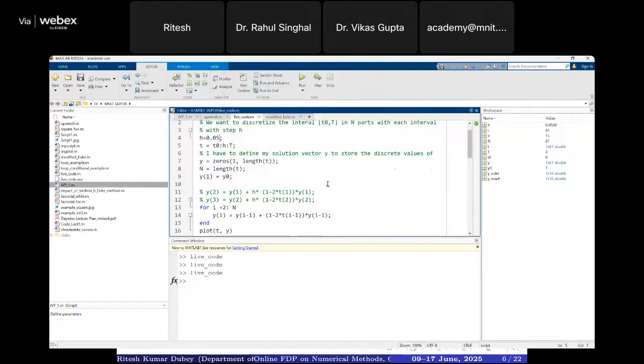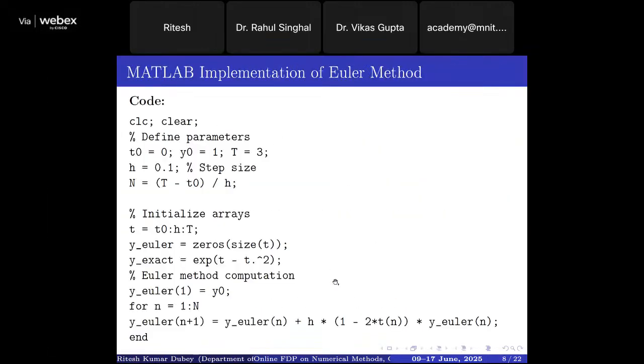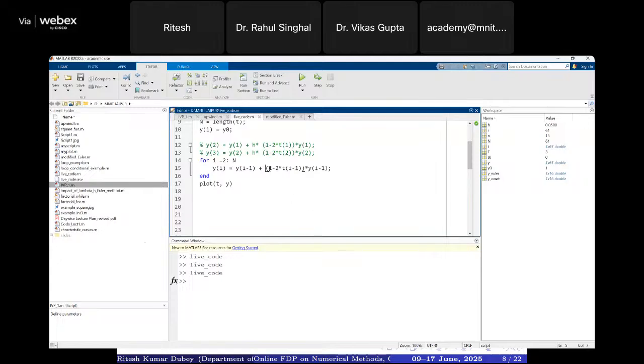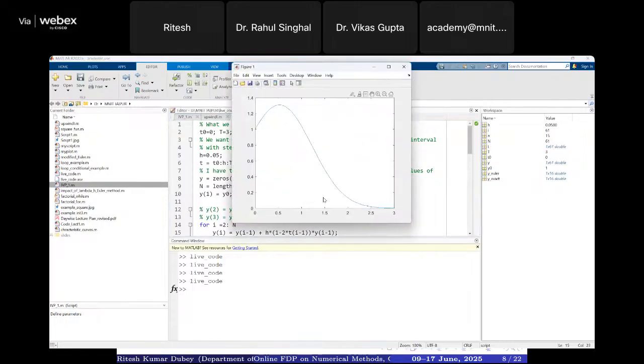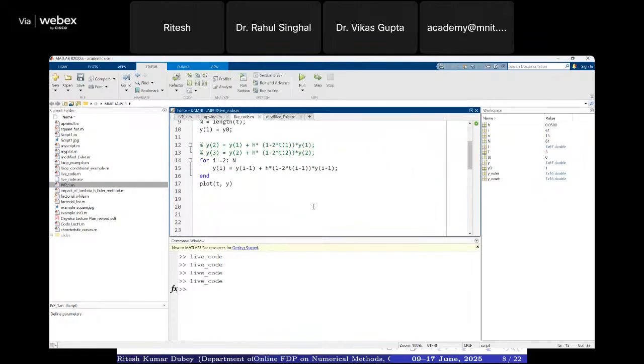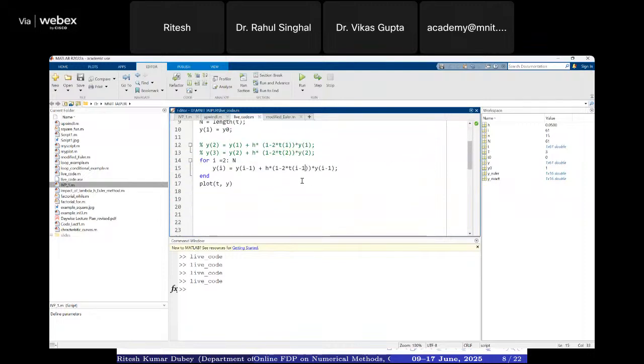I think some mistake is happening. 1 minus 2n. Okay, let me check the code here. 1 minus 2n. H is not multiplied here. H star. Now we can run the code and it is coming now. So I missed the H. So this is the way we can actually write the code for the Euler method.